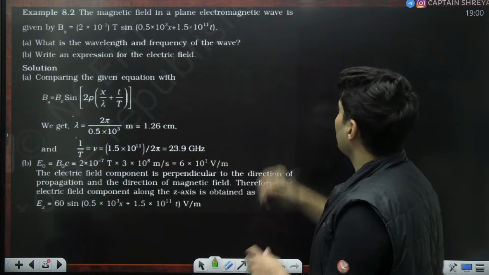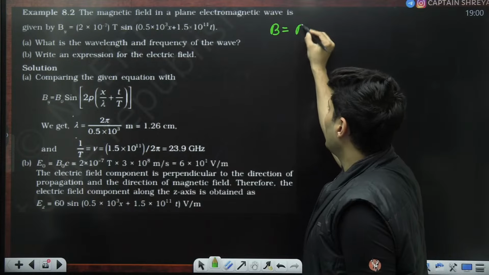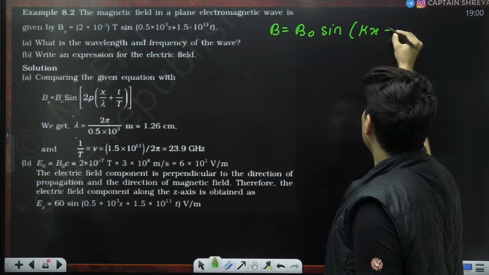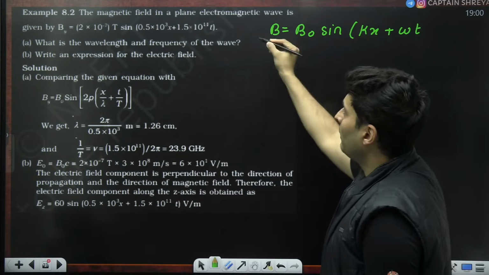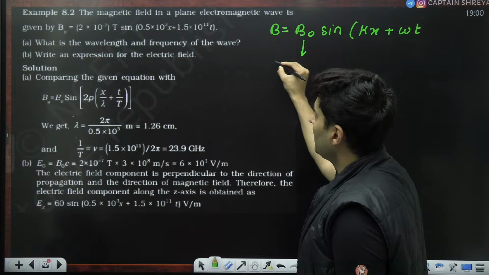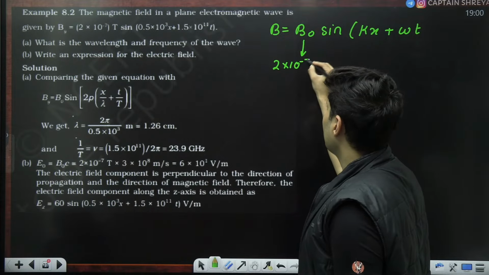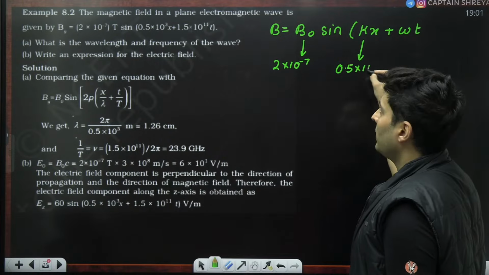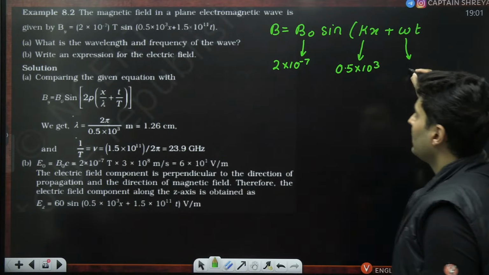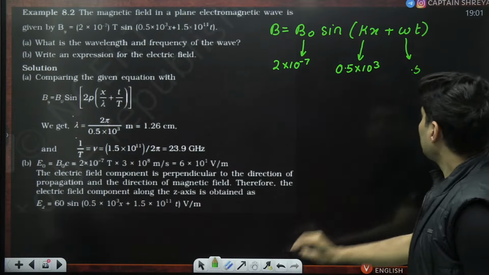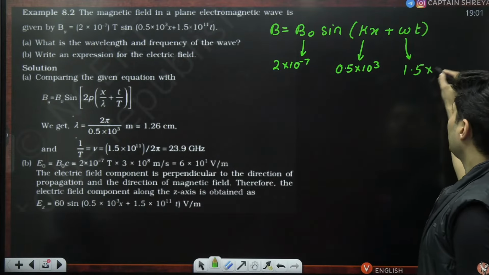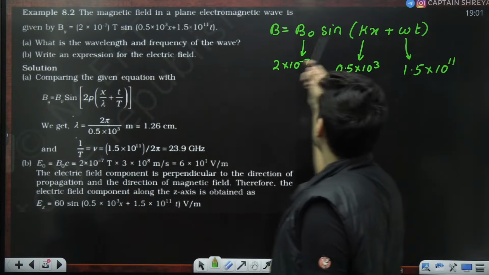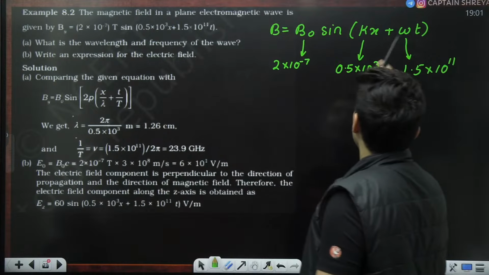Compare this equation with B = B0 sin(kx + ωt). The moment you compare, you will understand B0 is 2 × 10^-7. K is nothing but 0.5 × 10^3. Omega is nothing but 1.5 × 10^11. So immediately B0 is this, this is basically K, and this is basically omega.